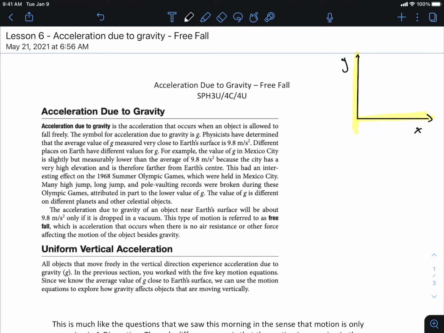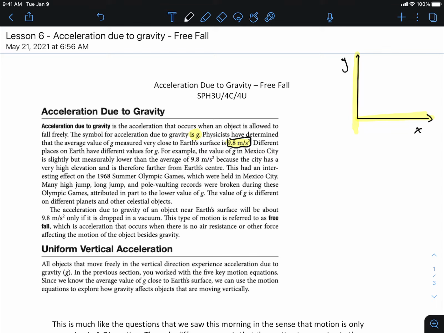Acceleration of gravity is the acceleration that occurs when an object is allowed to fall freely, okay, and the symbol for that acceleration is the letter g. We saw this a little bit yesterday, with the dimensional analysis. I told you what g was, and we would see it today. So physicists have determined the average value of g measured very close to the Earth's surface is 9.8 meters per second squared, okay? You'll never forget this, really. In more physics, it's never going to go away. You need that.